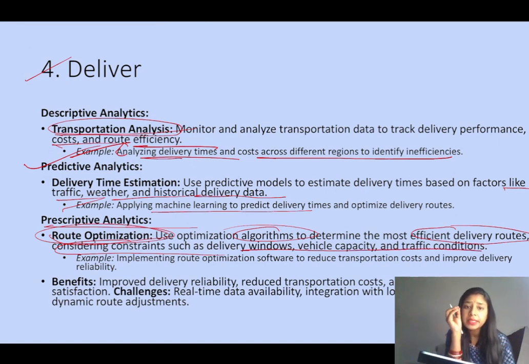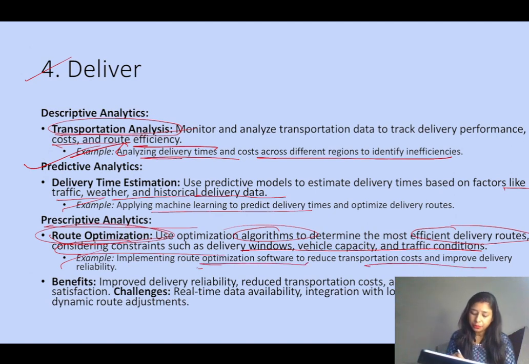You can just calculate the efficient delivery routes, and then use those routes. For example, implementing route optimization software to reduce the transportation cost and improve the delivery reliability. What is the benefit? The benefit will be that you can improve the delivery reliability, reduce the transportation cost and enhance the customer satisfaction.